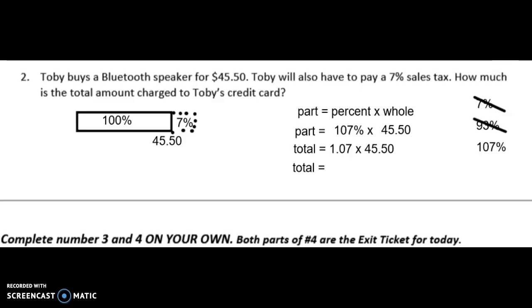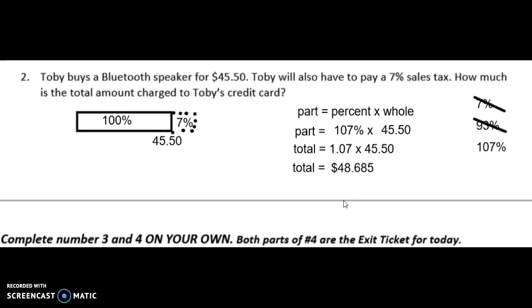You've got your calculator out too, don't need to wait for me. And your calculator says your total should be $48.685. That's not an amount of money we can use, right? Because that would be $48.68 plus another half of a penny.